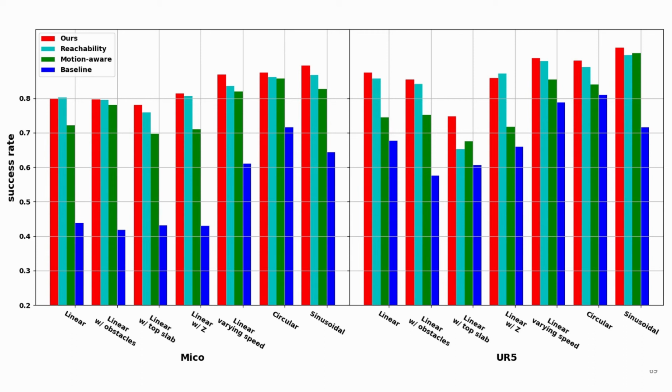Secondly, ours is almost always better than reachability or motion aware only. This is because ours includes both top graphs with high reachability value and high motion aware quality. It has a wider range of good graphs to pick from.